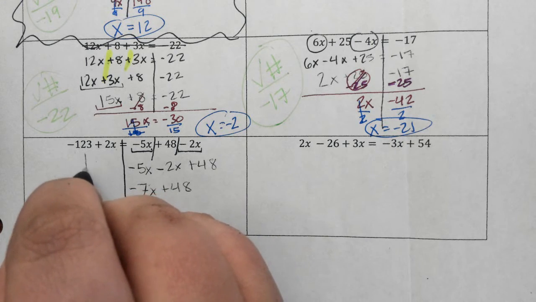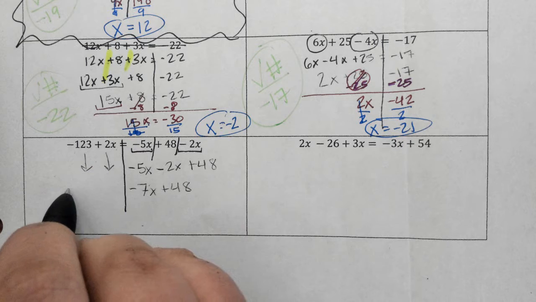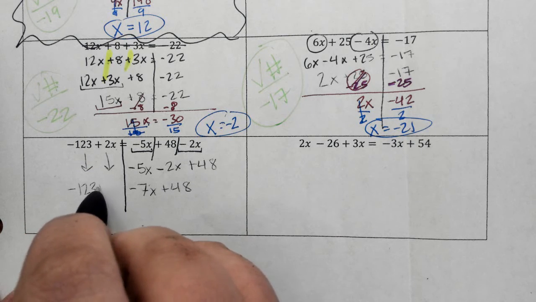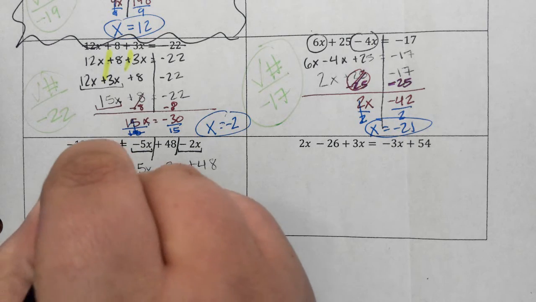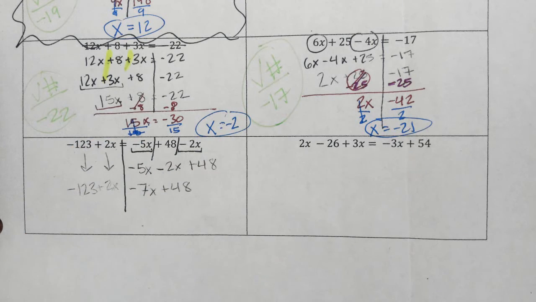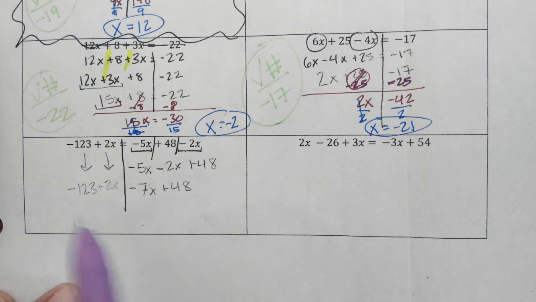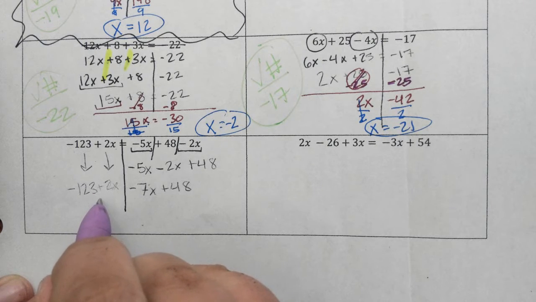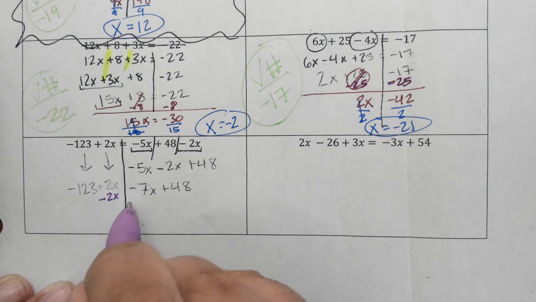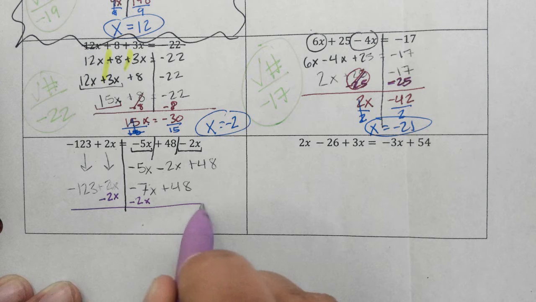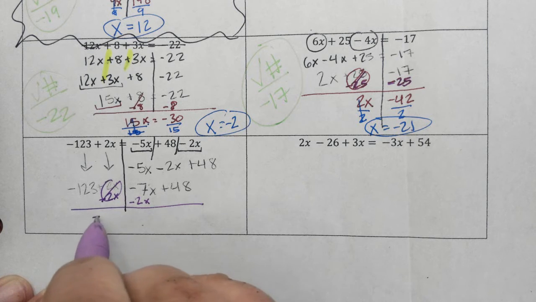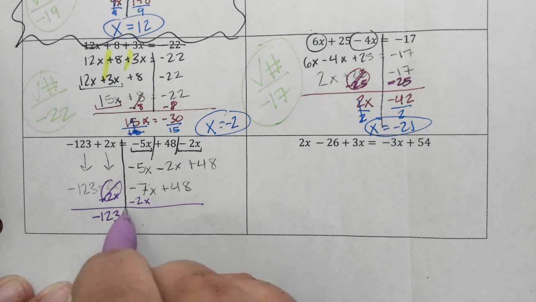And I'm just going to rewrite this stuff right here on the left side. Okay. Anyways, now I have variables on both the left and the right side. I'm going to choose today to move the 2x. So I'll move the 2x. Instead of plus 2x, I'm using minus 2x. That's a 0 pair on the left, which leaves us with negative 123.